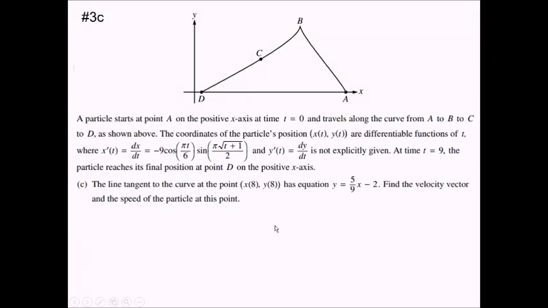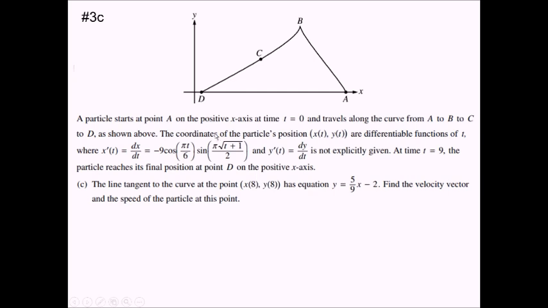For this problem part, they're telling us the line tangent to the curve at the point x of 8, y of 8 has this equation here. Looks like a friendly y equals mx plus b kind of setup. They want us to find the velocity vector and speed of the particle at this point. Well, just thinking in terms of what we need for velocity vector and speed, we need to know x prime of 8 and y prime of 8. We know x prime of 8, or at least we could figure it out. This is x prime right here. We have this in our calculator.